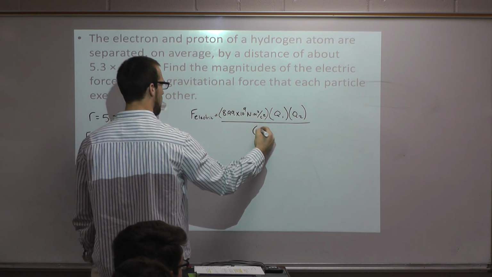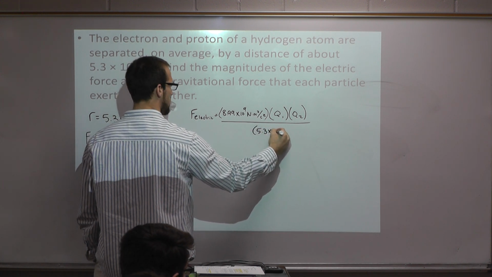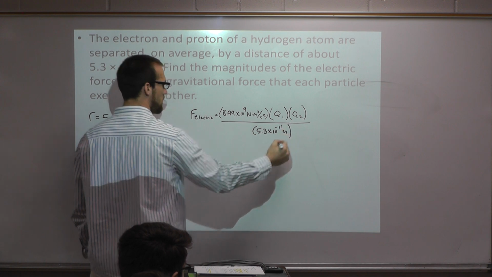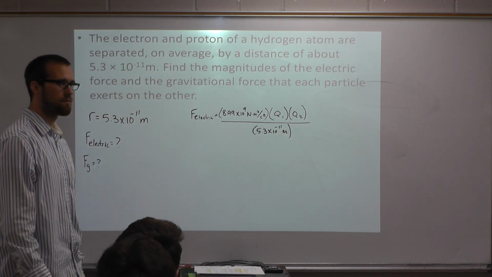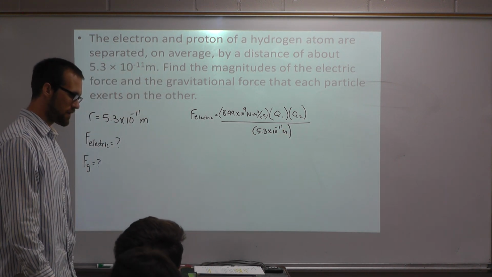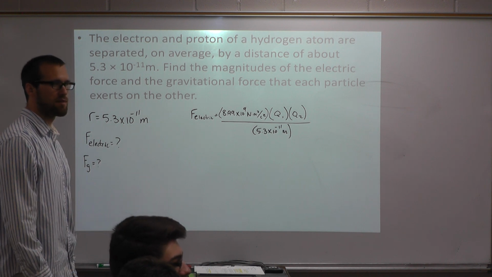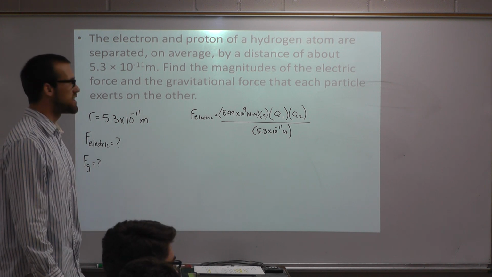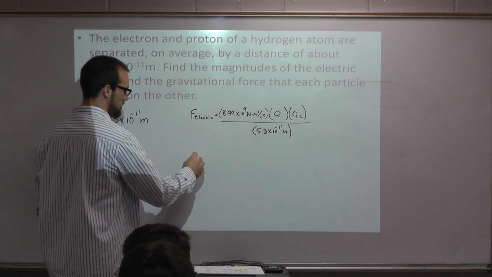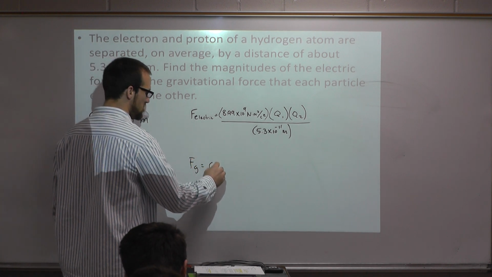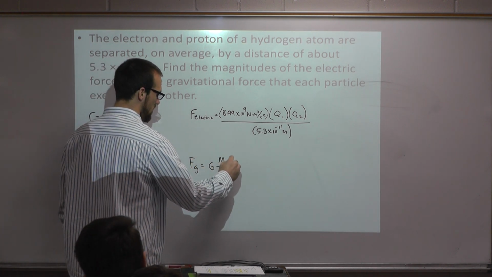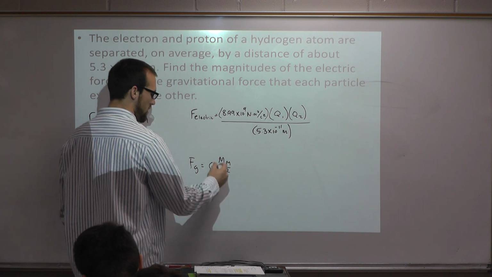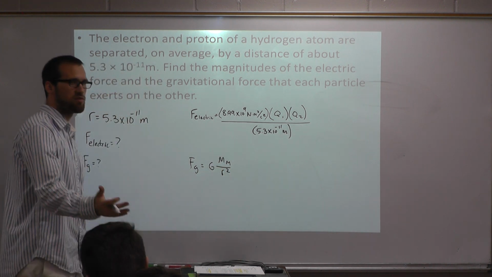So our R was 5.3 times 10 to the negative 11. Isn't the Kc over R? It doesn't matter, if you're multiplying, it's the same thing. Just like in the gravitational equation, a lot of times they go G and then M over R squared. Usually we just throw the G on top because you're multiplying.